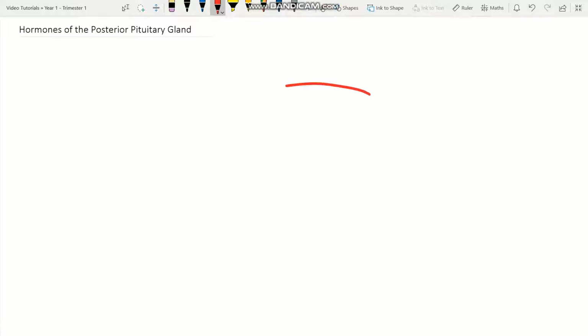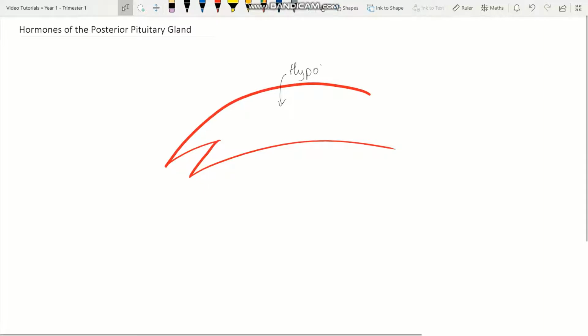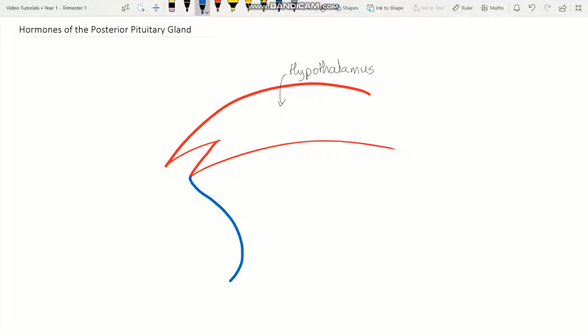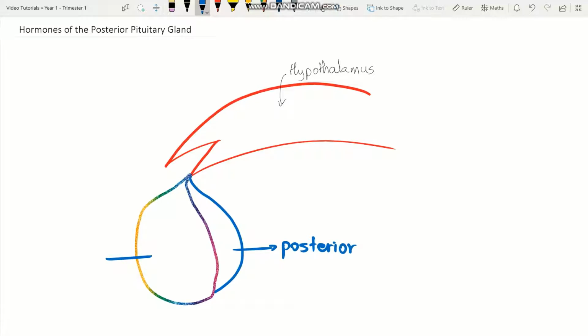So if we were to draw the position of the posterior pituitary gland, it would look something like this. So this red structure here is the hypothalamus. And off this hypothalamus, you have both of the posterior and anterior pituitary glands. And as we all know, posterior means behind. So the posterior pituitary gland will look something like this, and the anterior pituitary gland will just be in front of it, like that. So posterior, behind, and anterior, in front.